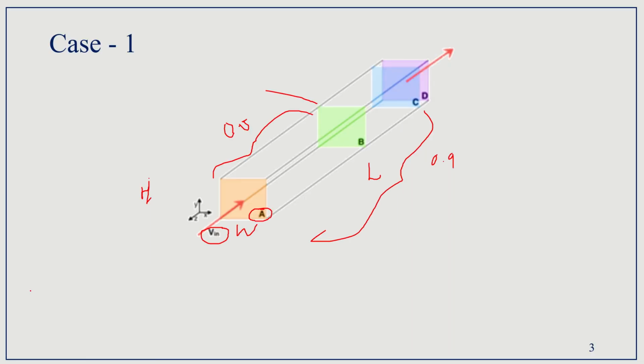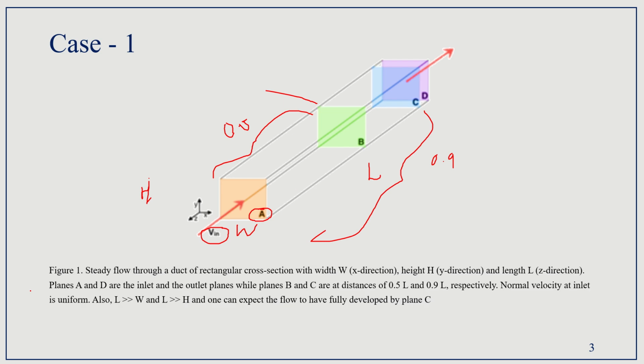So flow is fully developed by plane C, and plane D. So what are all the takeaways from this case? First is steady flow is happening through a rectangular duct whose cross section is H and W, with W in X direction and height H in Y direction. So, height H and width W, and the rectangular duct is of length L, that is in the Z direction.